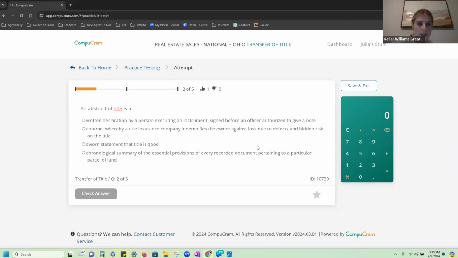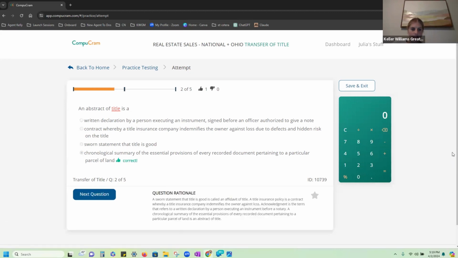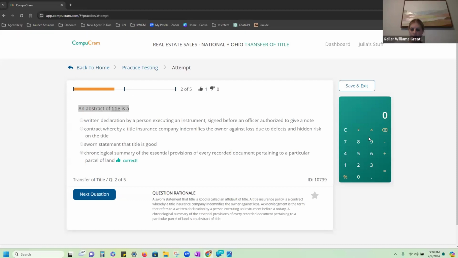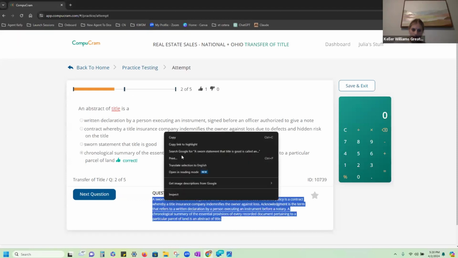All right. An abstract of title is A, a written declaration by a person executing an instrument signed before an officer authorized to give a notary, B, contract whereby a title insurance company indemnifies the owner against loss due to defects and hidden risks on the title, C, sworn statement that the title is good, or D, chronological summary of the essential provisions of every recorded document pertaining to a particular parcel of land. So we know that sworn statement that the title is good is an affidavit of title. All right, so we say D. And D is correct. Yeah. Abstract of title is a chronological summary. I always think of a timeline when I think of abstract of title. Good job.